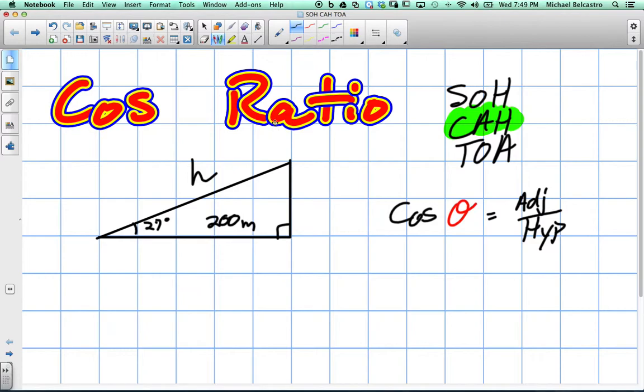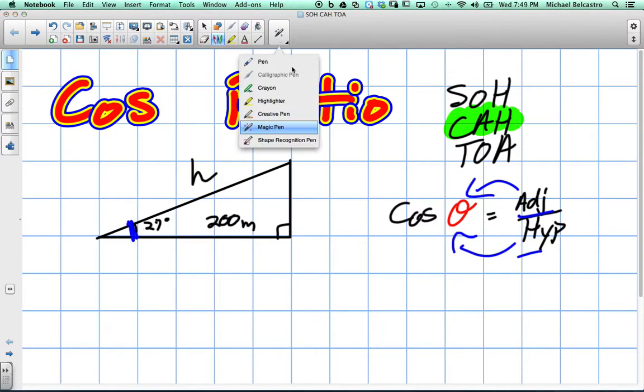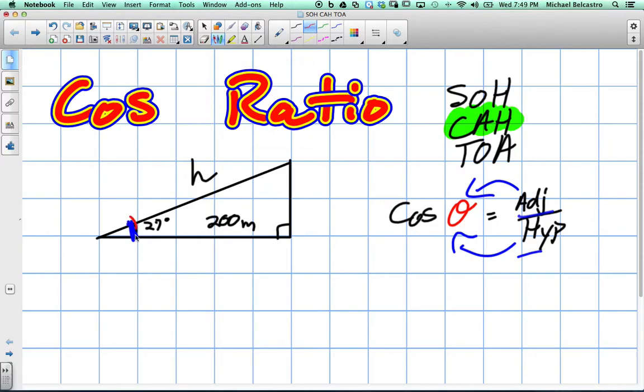And again, the cos ratio, just like tan or sine, only works with right angle triangles. Theta represents our angle. So we always mean adjacent or hypotenuse in reference to a specific angle. Well, this is our angle we're going to work with to start, 27. So let's start this off. This becomes cos 27 is equal to, and we're going to solve for h.